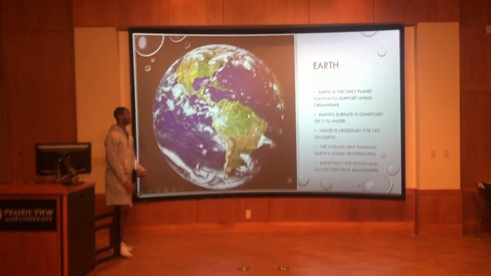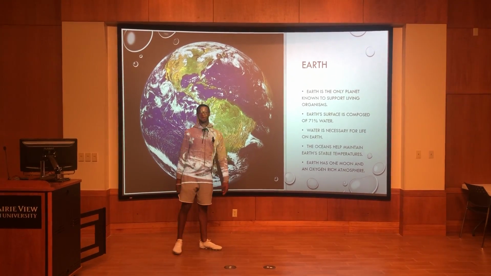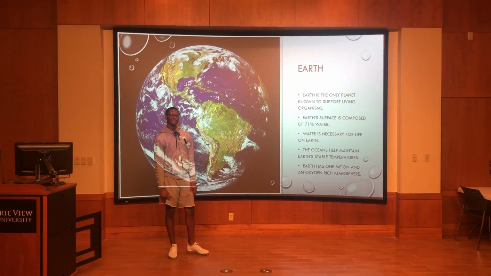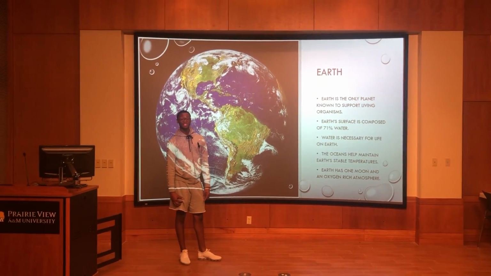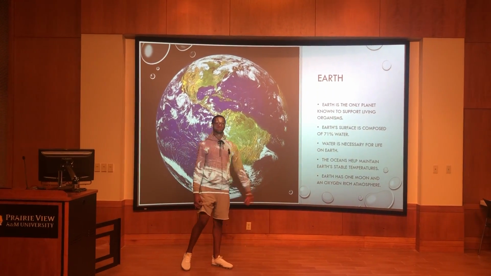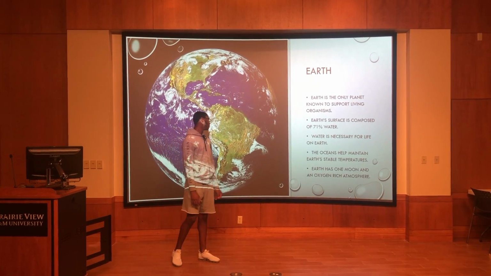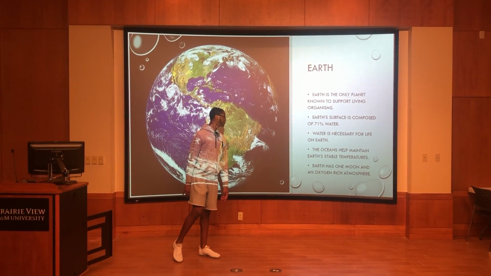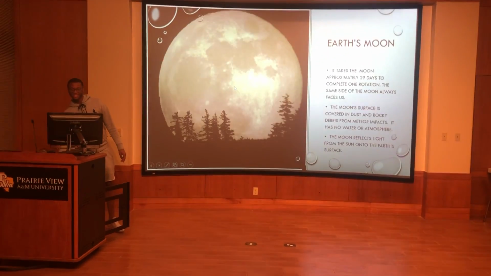Here we have our home planet. The planet that we live on is called Earth. Earth's surface is composed of 71% water. We're kind of the water planet. You need water to survive on Earth. Earth has 1 moon and it has a rich oxygen atmosphere.